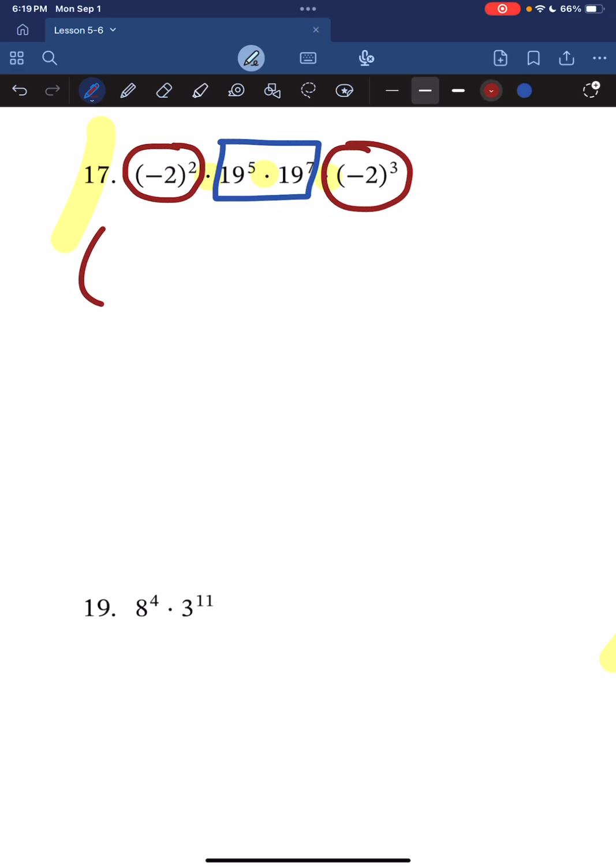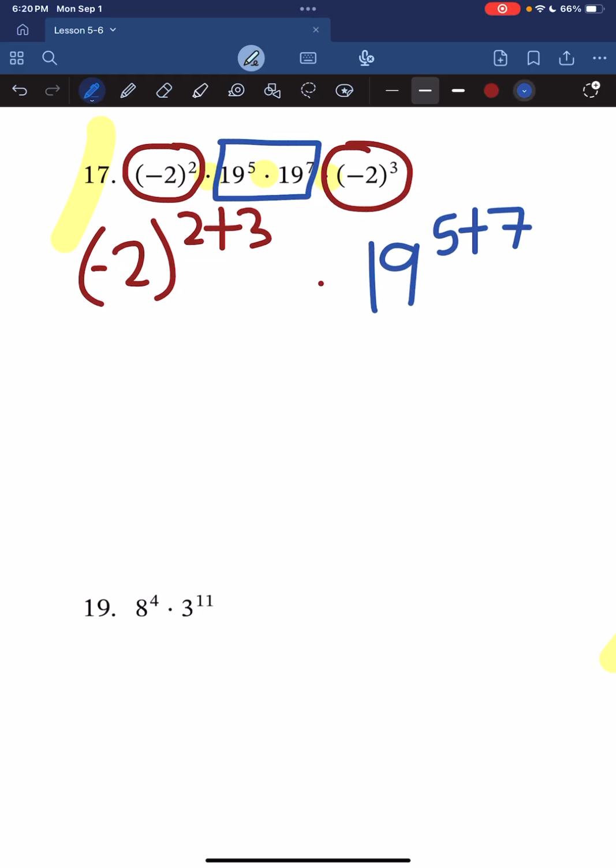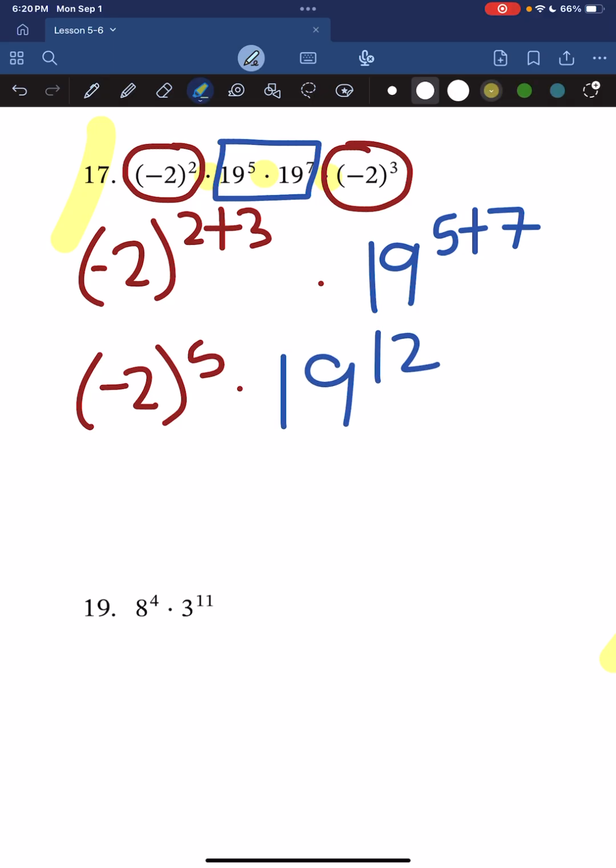So I'm going to put my -2's together, and I'm going to add 2 plus 3. Then I'm going to put times in between, 19 to the 5 plus 7. All right, and then you just simplify. This will be -2 to the 5th times 19 to the 12th. Again, at this point, when the bases are still not the same, that is it. That is the end of your problem. Don't forget to put parentheses around those negative exponents.